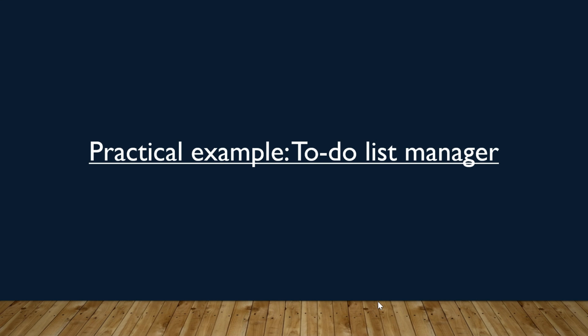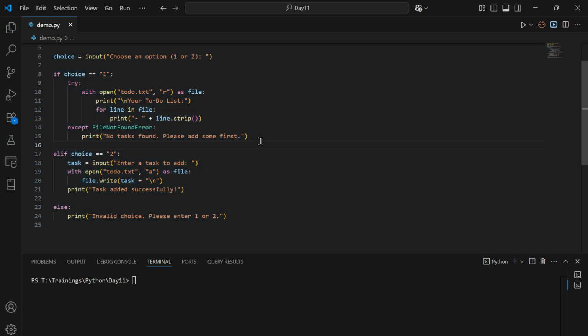Next, let's look into a practical example of a to-do list manager. This is a mini to-do list program that allows a user to do just one of two things, that is, view existing tasks or add a new task. Once the user performs an action, the program ends with no loops. This line asks the user what they want to do. Suppose a user presses 1, it shows all the existing tasks. In case a user presses 2, it allows the user to add a new task.